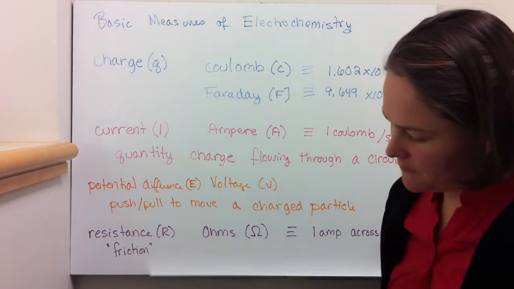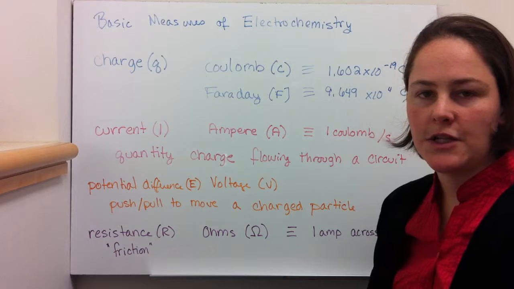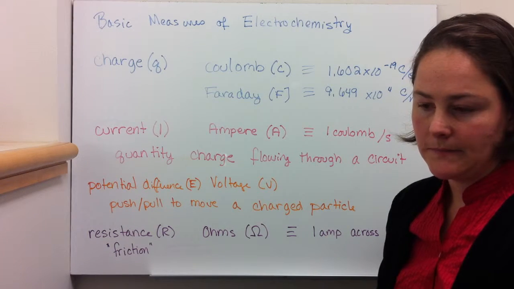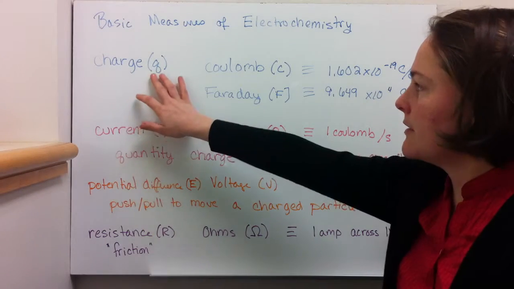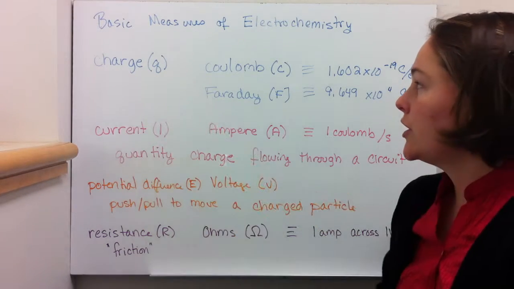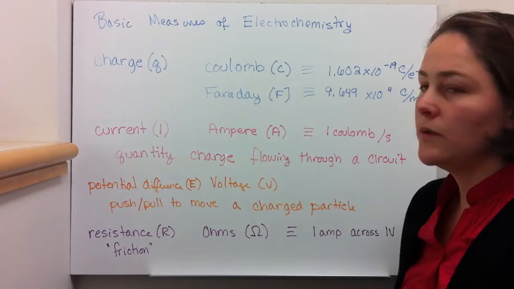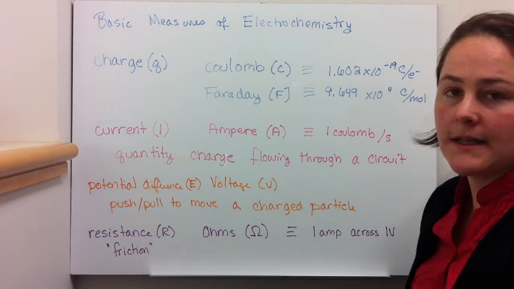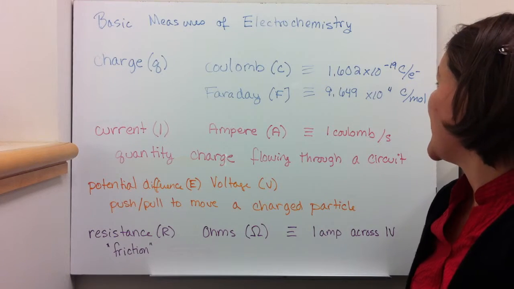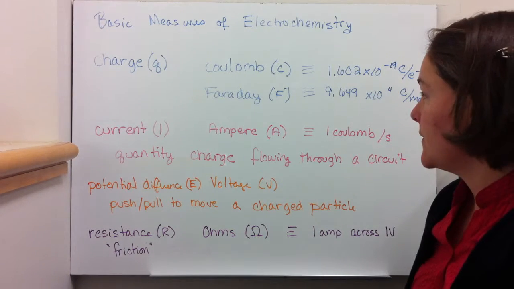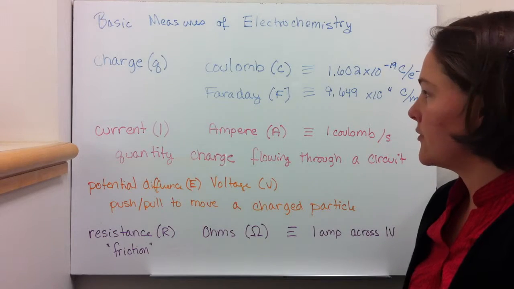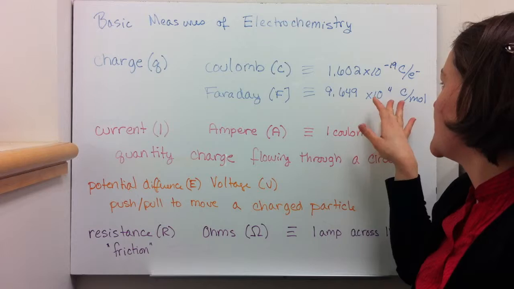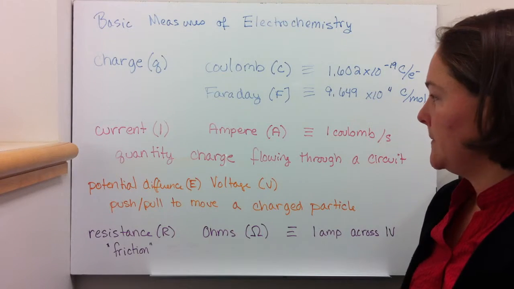So first, before we can start getting into too much detail, we first need to go over some basic definitions. We define charge, which has the symbol Q, in coulombs. A coulomb has 1.602 times 10 to the negative 19 coulombs per electron. And you can also have a charge of a Faraday. That's another unit, and that's 9.649 times 10 to the 4th coulombs per mole.